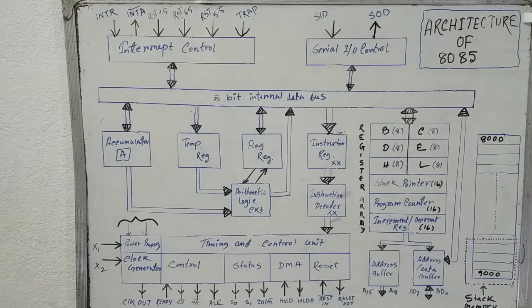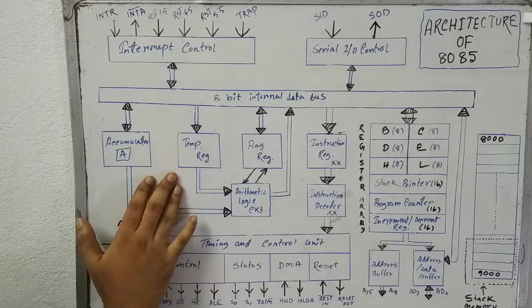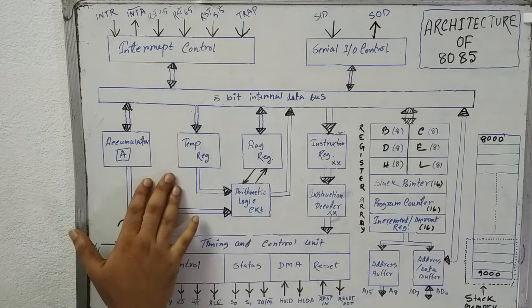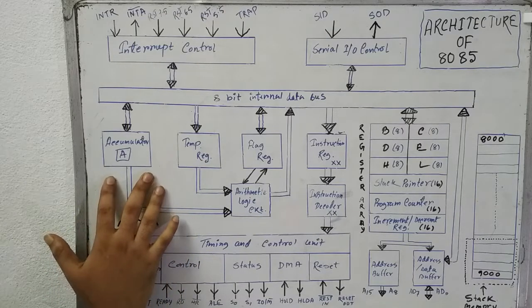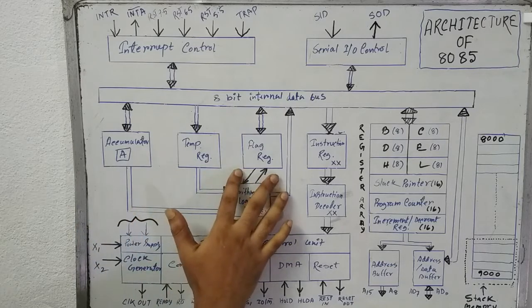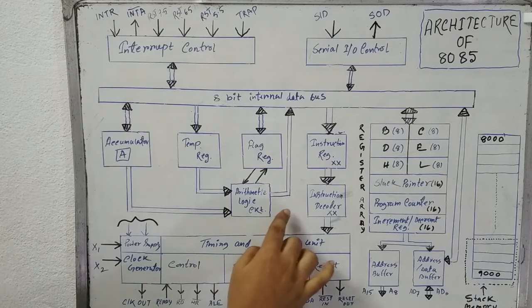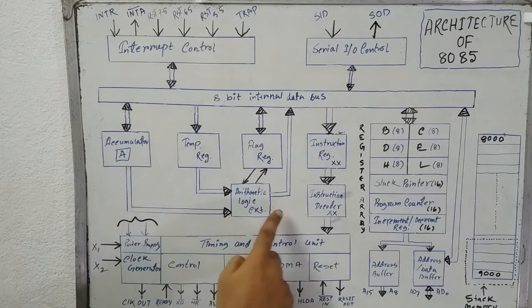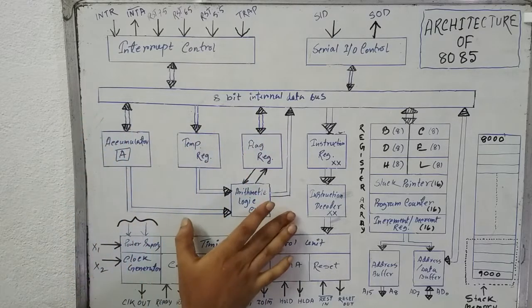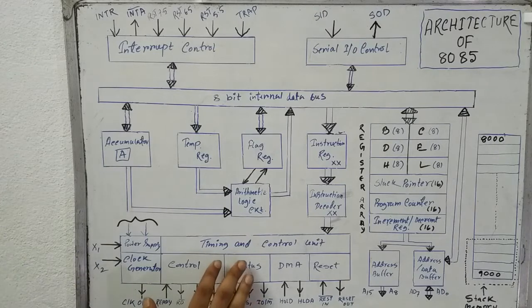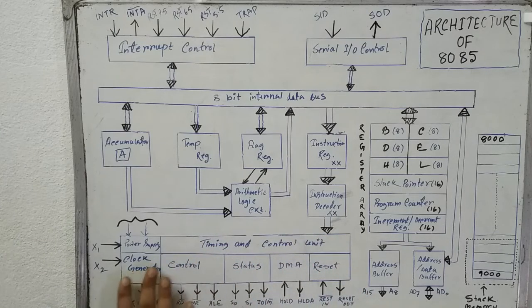Next, our second part will be the ALU, or arithmetic logic unit. This second part consists of four elements: accumulator, temporary register, flag register and arithmetic logic circuit, that you can see over here. Now next comes our third part, which will be the timing and control unit that you can see over here.